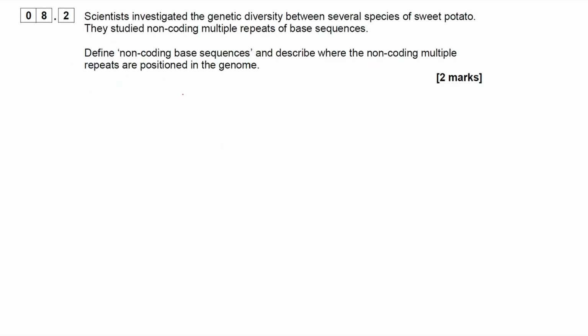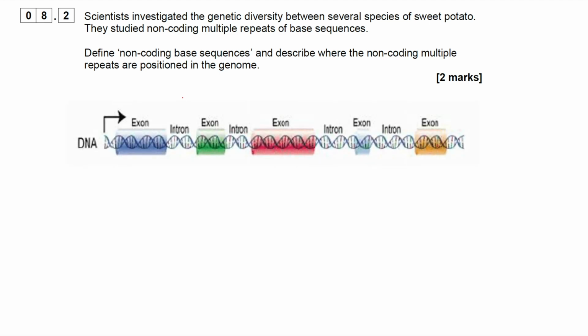The next part of the question is scientists investigated the genetic diversity between several species of sweet potato. They studied non-coding multiple repeats of base sequences. Define non-coding base sequences and describe where the non-coding multiple repeats are positioned in the genome. So that question is for 2 marks, and this is basically what we have just done in the last part. All it's asking is about the non-coding DNA, which is also called the introns. As we have just seen, introns are the sequences of the DNA which do not code for any protein. There are many introns in the eukaryotic DNA.